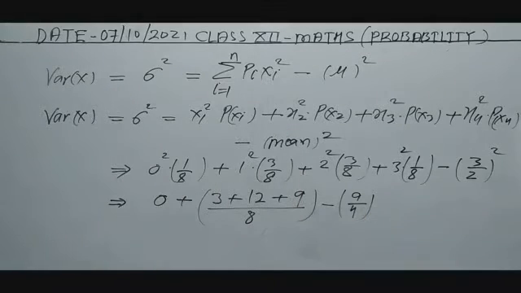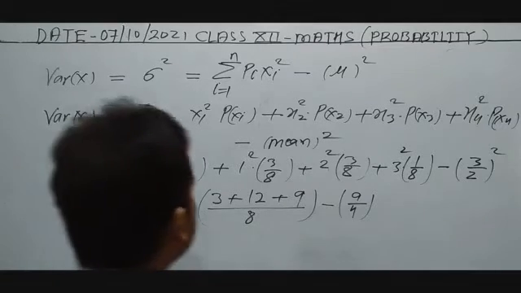Now when we calculate 12 plus 9, 21, plus 3, 24 by 8, the result is 3. So what will be its calculation? The result will be 3 minus 9 by 4. 4 3s are 12, 12 minus 9, the result will be 3 by 4.